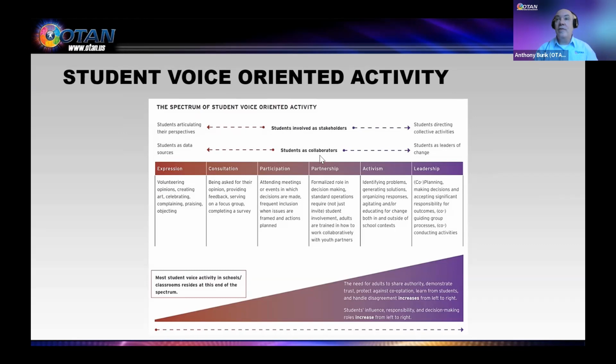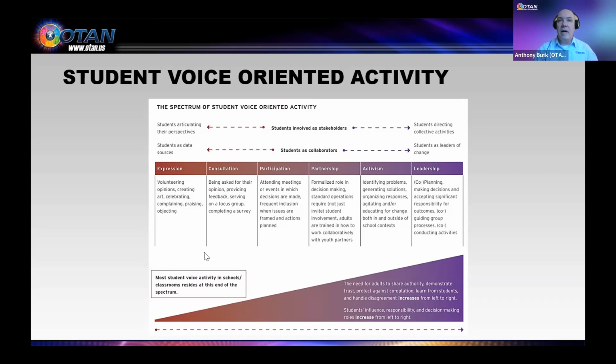There's a second measure, students as collaborators. Again, on the left-hand side, we see students categorized as data sources. That sounds very cold, but that's what they call it. But if we move from left to right, again, we're moving more in the direction of students as leaders of change. Okay, so more towards leadership and activism.